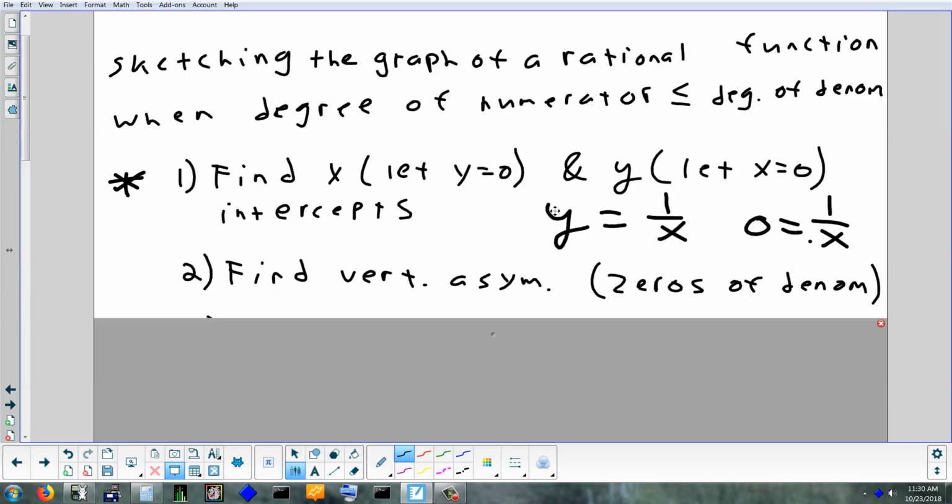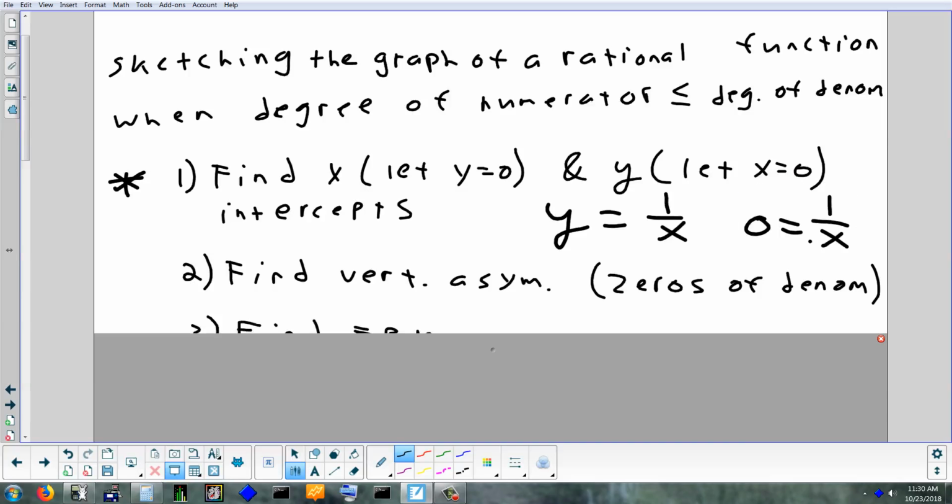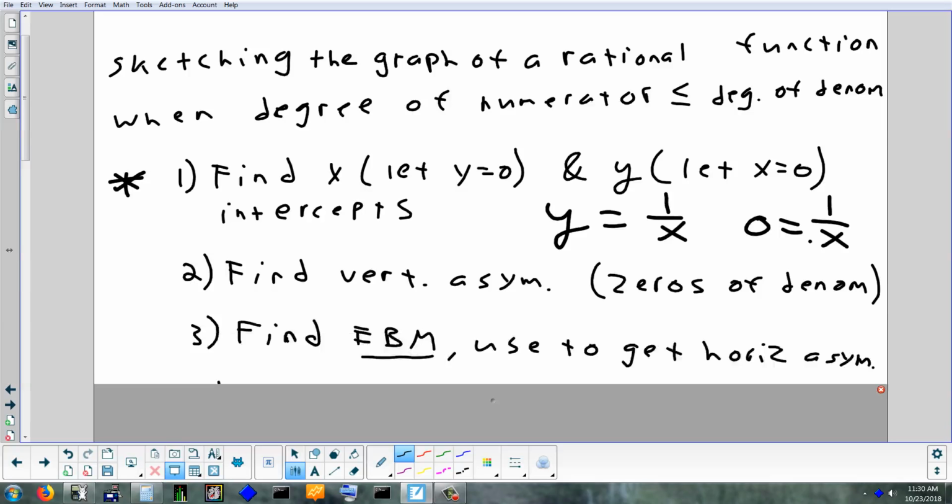Yep. They're not that. Right, there's no common factors. Otherwise, then you get a hole. So find your vertical asymptotes. Find your horizontal asymptotes using the end behavior model.